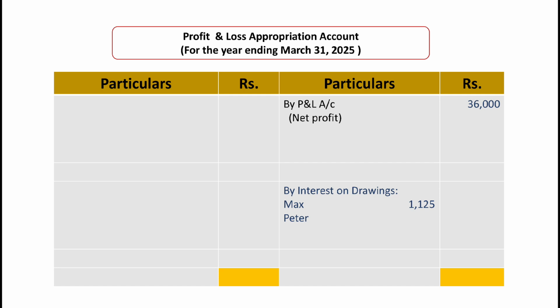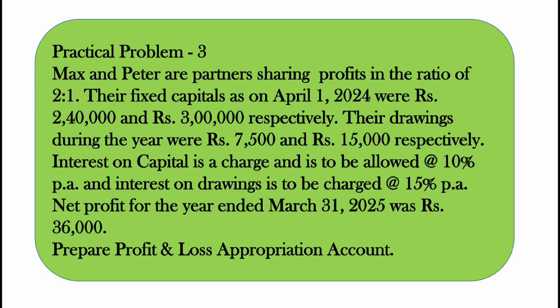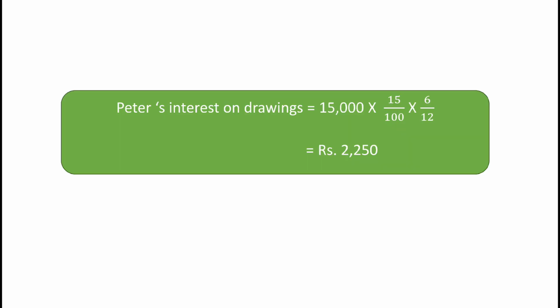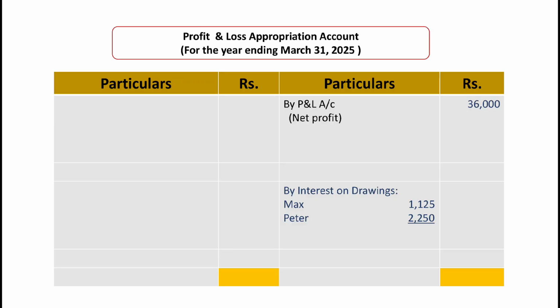Then we'll calculate interest on drawings for Peter. Peter's drawings is given 15,000, rate is 15%, and average period we will take 6 months. So calculate it, and it will be 2,250. So we'll transfer 2,250 on credit side, and the total 3,375 will be in main amount column. So we have charged interest on drawings now.